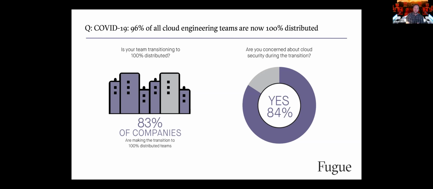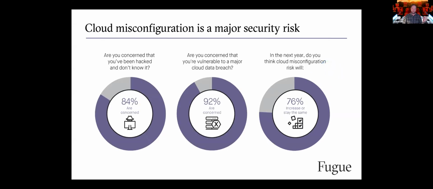What we found in the post-COVID world of our survey respondents, again, organizations operating at scale on cloud, tech companies, enterprises, et cetera: 96% of their cloud engineering teams were 100% distributed. 83% of companies were transitioning to 100% distributed teams. And 84% of respondents were concerned about cloud security during that transition, because in the pre-COVID or non-distributed world, very often people are leveraging TCP/IP network-based perimeter defenses that become unfeasible when you're going totally distributed. I would argue they were never very good anyway, and there's better ways to do this.